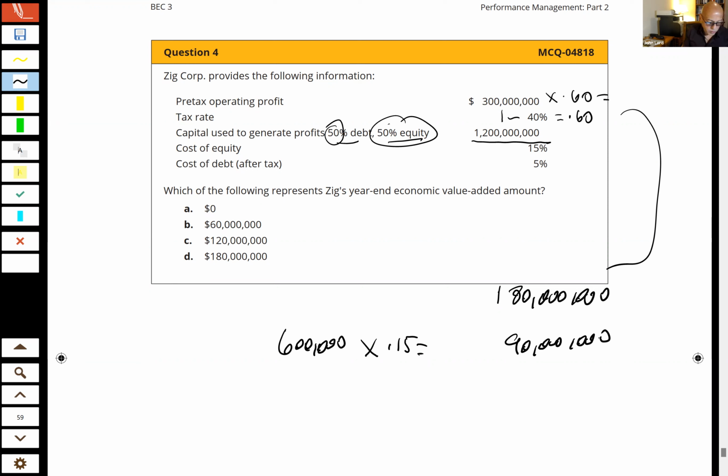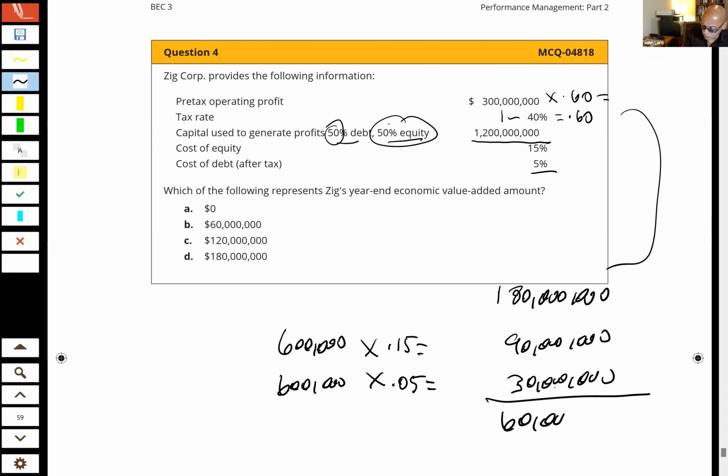I think what made this question hard for me is just the big numbers, right? And then 600 million, the other half of the 1.2, times the cost of the debt, now 0.05. Okay, that's going to give me this 30 million. So they're kind of coming up with a weighted average cost of capital for us here. And so we have the difference now, 180 million minus 120 million. Gives me this $60 million. The correct answer here was B, which most of you got.